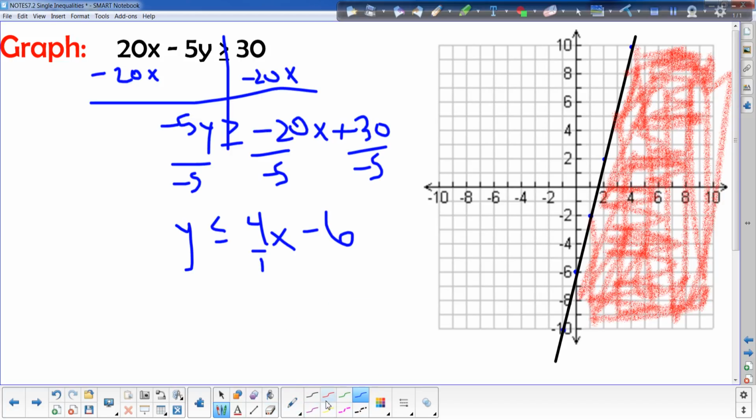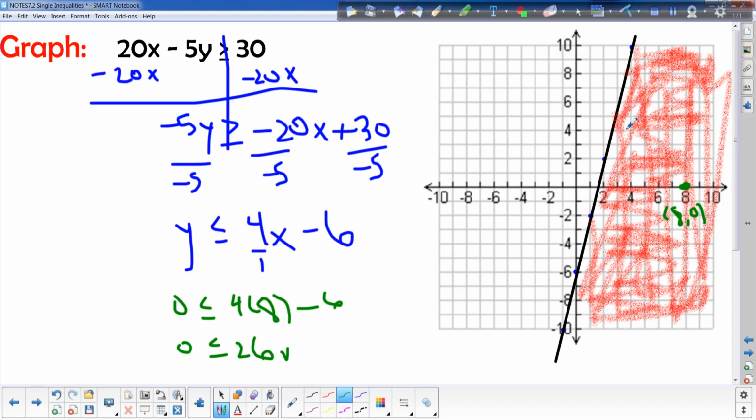So if I wanted to test a point such as this one right here, 8, 0, I can plug it into the original or this one, doesn't really matter. If I plug in 8, 0, I get 0 is less than or equal to 4 times 8 minus 6. Well, that's 0 is less than or equal to 32 minus 6, 26. And that's true. So again, these are the solutions. If you picked a point over here, it wouldn't be a solution.